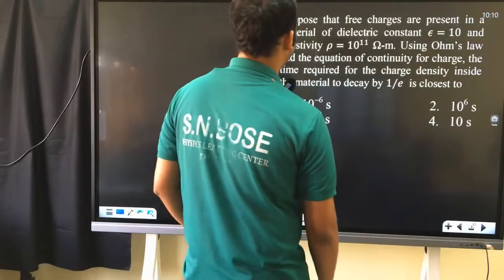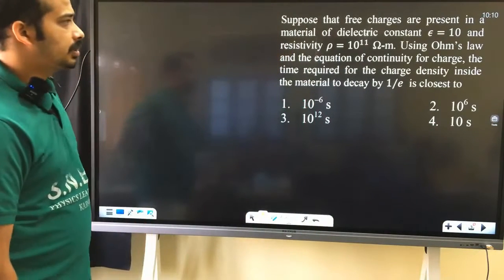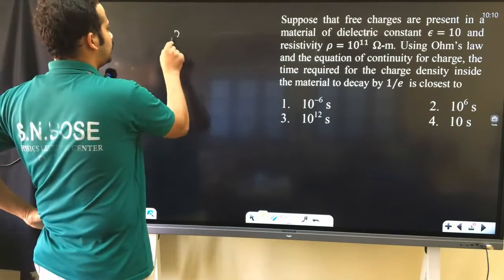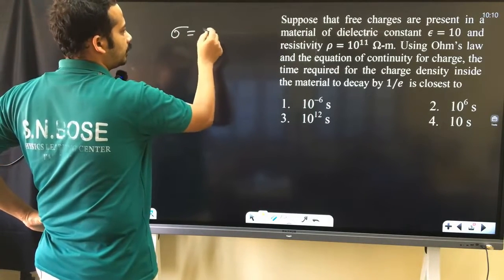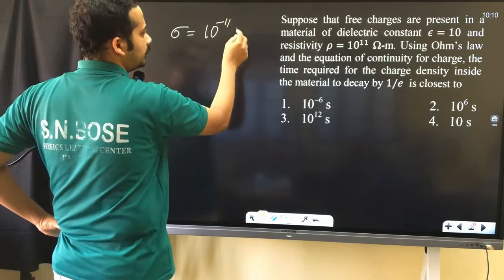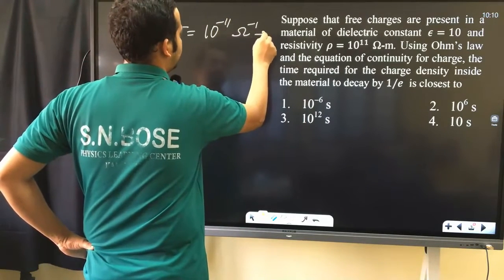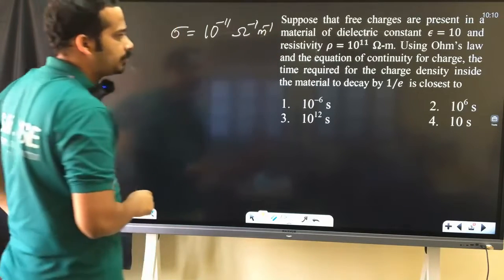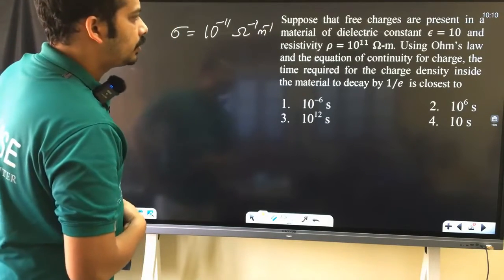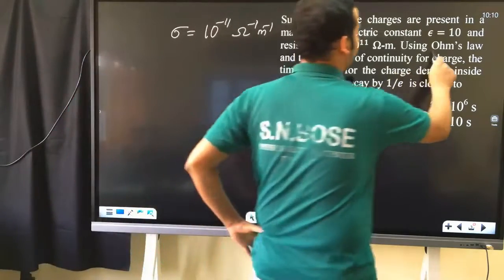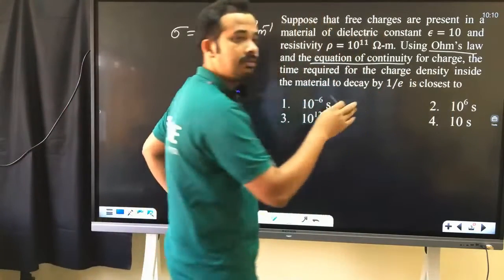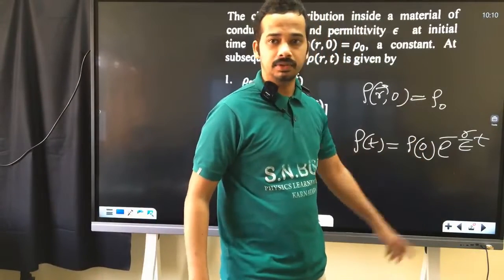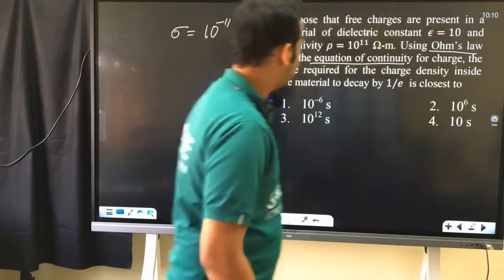Suppose that free charges are present in a material of dielectric constant epsilon equal to 10 and resistivity. If your resistivity is given, conductivity can be found. Take 10 raised to minus 11 per ohm per meter, isn't it? Using Ohm's law, the equation of continuity. He said using Ohm's law and equation of continuity. We derive this one using Ohm's law and equation of continuity only. Just recall that one.